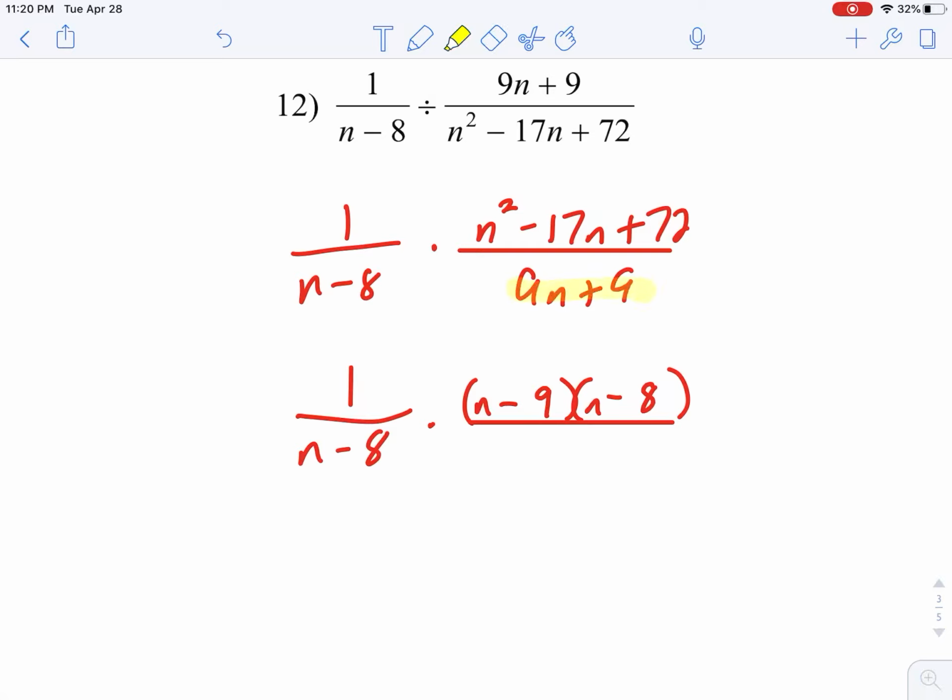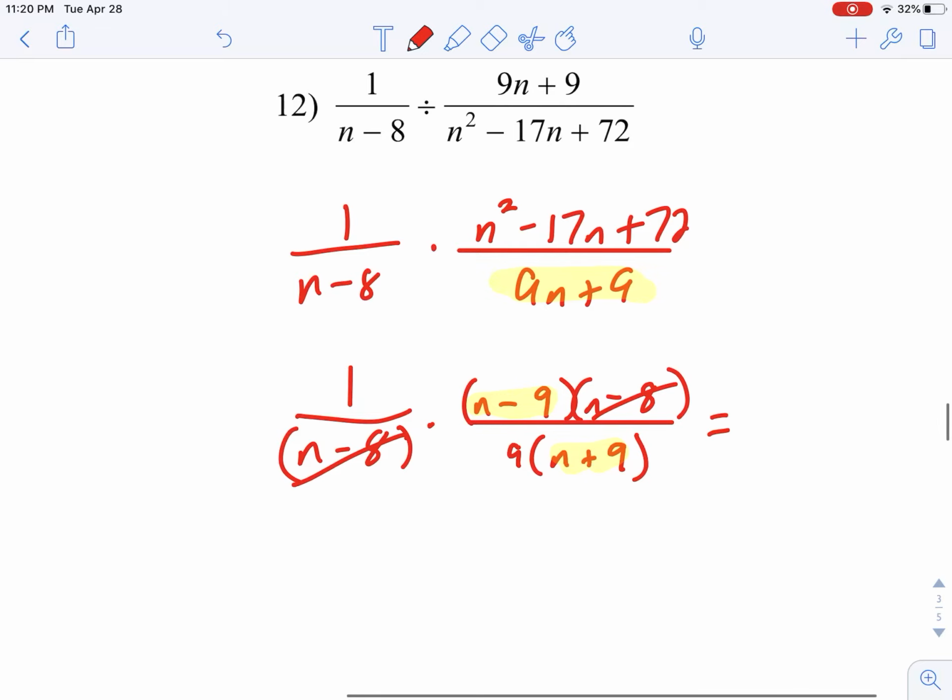The denominator right here, I see a 9 in both terms, so I can factor out a 9, and I will have n plus 9. So part of me is wondering, wow, did I make a mistake? I mean, this n minus 8 cancels with that n minus 8. Can I cancel this with that? Not if they're not completely identical. No, you can't. So on top we have 1 times n minus 9. That's just n minus 9. On the bottom, 9 times n plus 9.